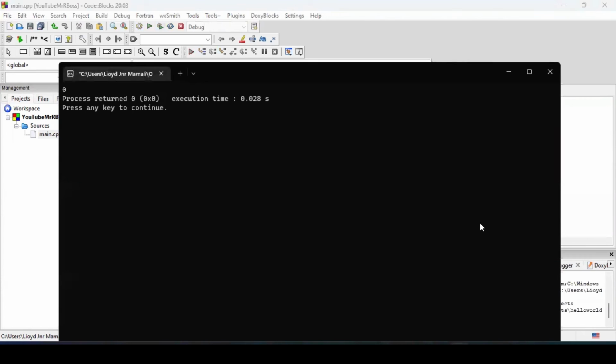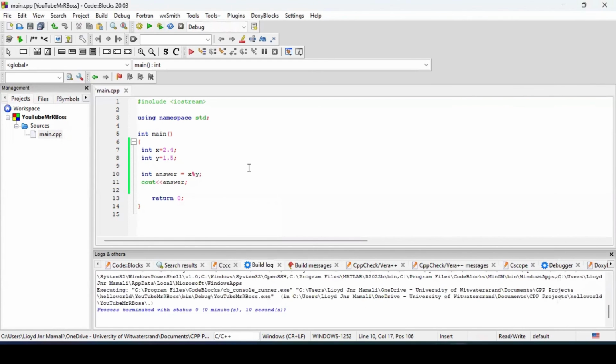Remember, these are integers, meaning that it's going to be outputting a whole number instead of outputting a decimal number. That is very important to note.